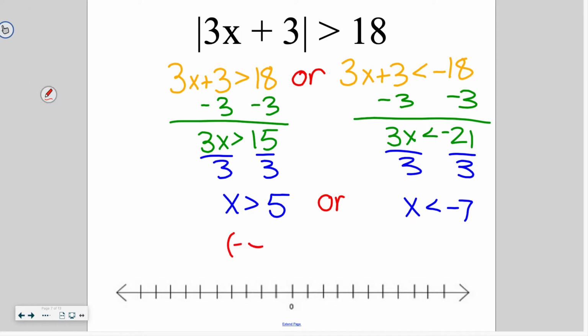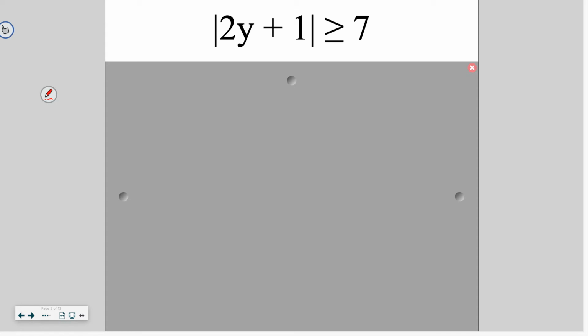So I go from negative infinity to -7 with the open brackets on both because there's no equal sign, with the union, that U, going from 5 all the way up to positive infinity. On the graph, we come over to -7, and we've got our open bracket going to the left, and then we've got coming up to 5, open bracket going to the right. Go ahead and try this one on your own.